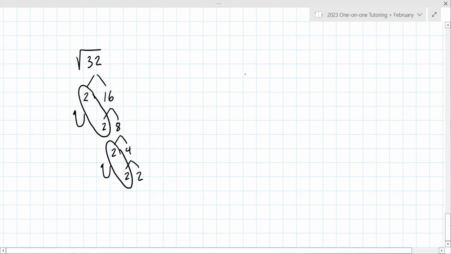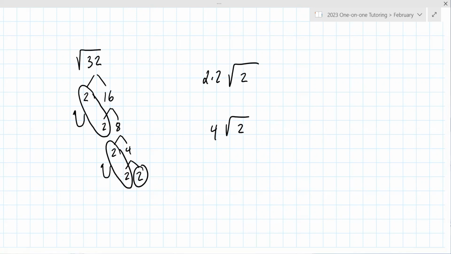Okay, so it'd be 2 times 2 on the outside. Wait, 4 on the outside, root, and then 2 on the inside. Exactly. So the pairs can be the same number, they can be different. Let me see if I can find another one here for you to look at.